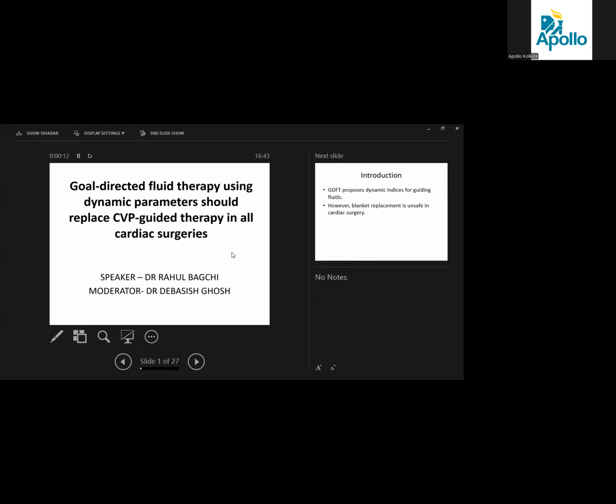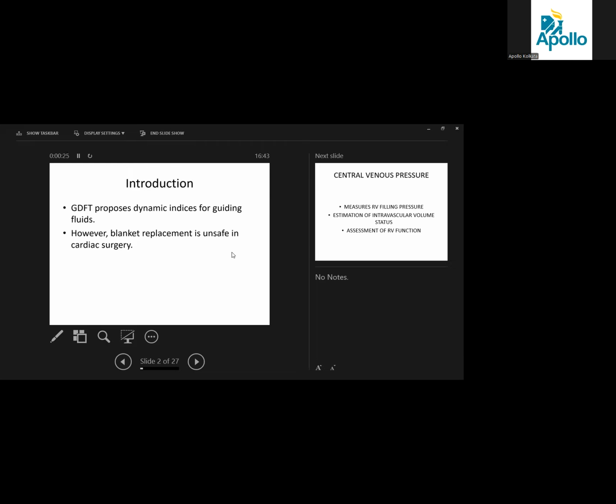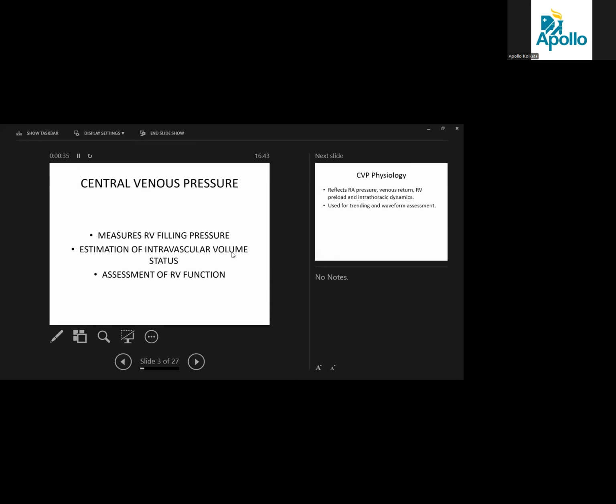Rahul Bakshi. Today I am going to speak in summation about the topic that goal-directed fluid therapy with dynamic parameters should replace CVP-guided therapy in all cardiac surgeries. So, starting with GDFT, that is goal-directed fluid therapy, it proposes dynamic parameters for guiding fluids. However, blanket replacement is unsafe in cardiac surgery.